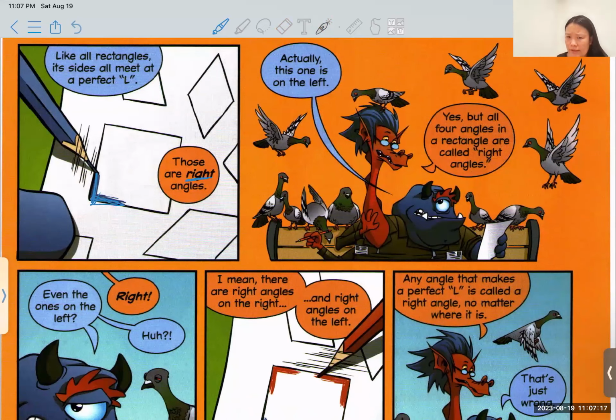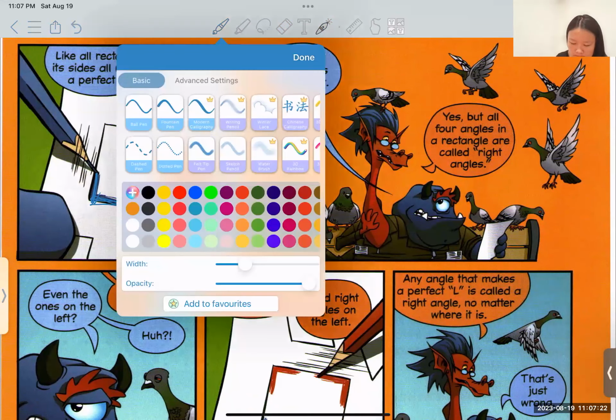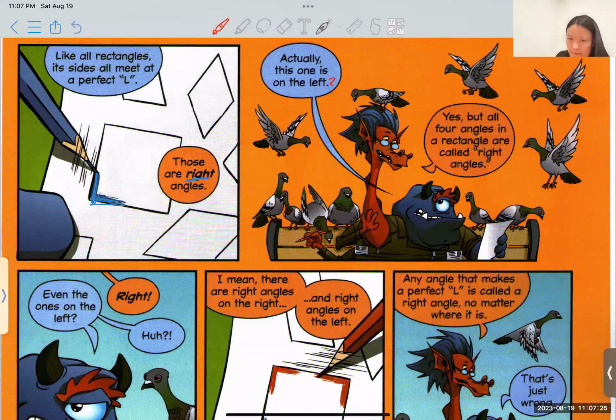Actually, this one is on the left. So let's have a question mark here. On the left, so is it still a right angle? If it's on the left, is it still a right angle? Yes, it's still a right angle. Right angle is just the name of that angle. It does not depend on where it is. It's always a right angle if it's a perfect L.